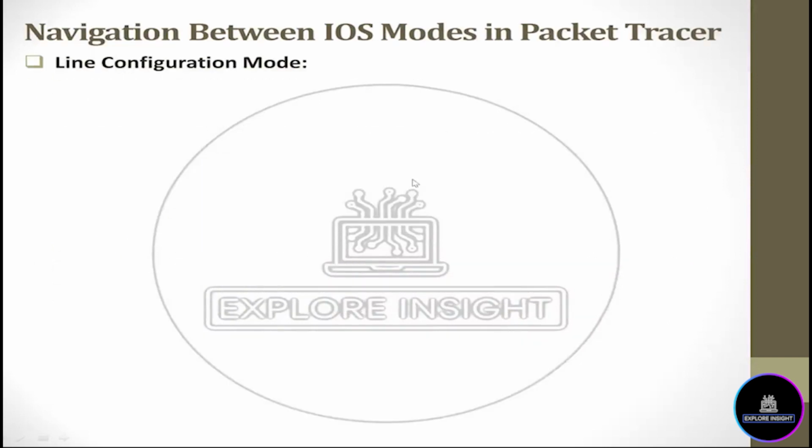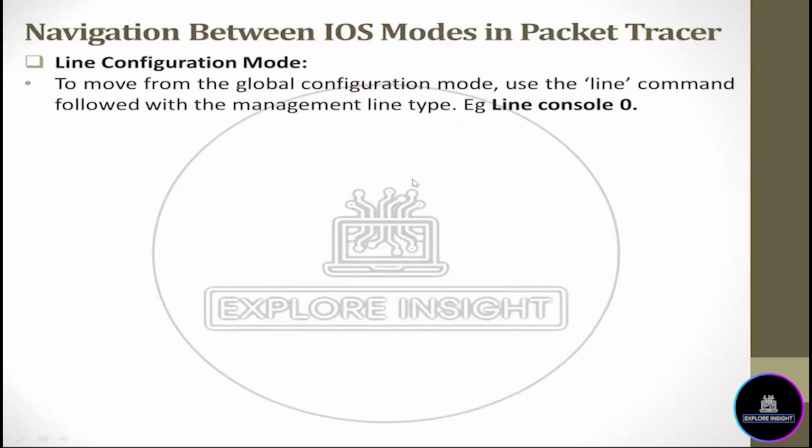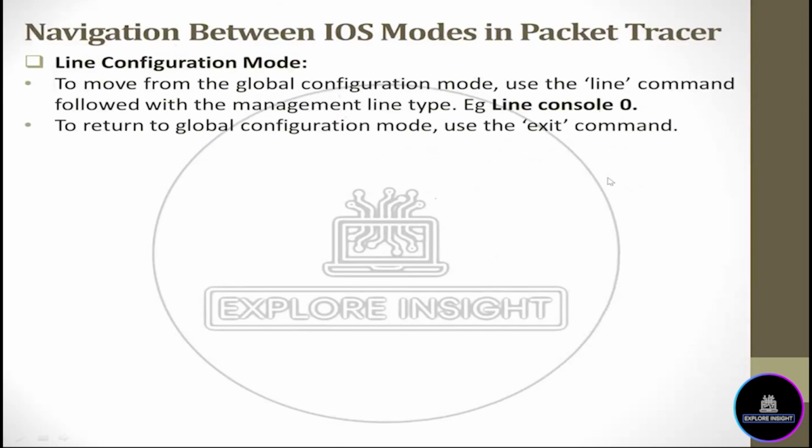Another one I would like to talk about is how do we get to the line configuration mode? Probably we are in global configuration mode, so how do we navigate to line configuration mode? This is how we're going to do it. First, we're going to use the line command followed by the management line type. What I mean by that is probably we want to go to console 0 or console 1 depending on the port type. So we are just going to type line console. This is just an example. And probably we want to return back to the global configuration mode. We just go ahead and type the exit command.